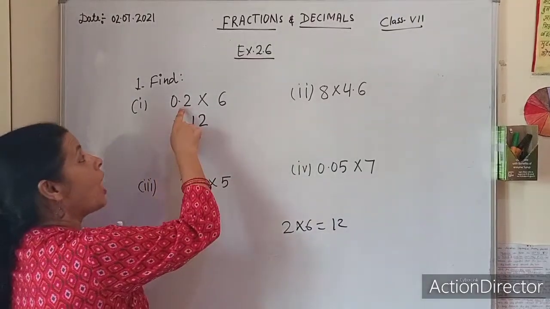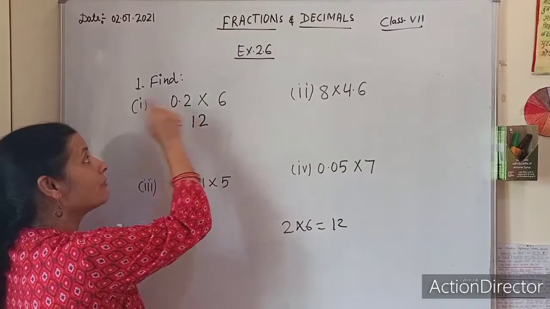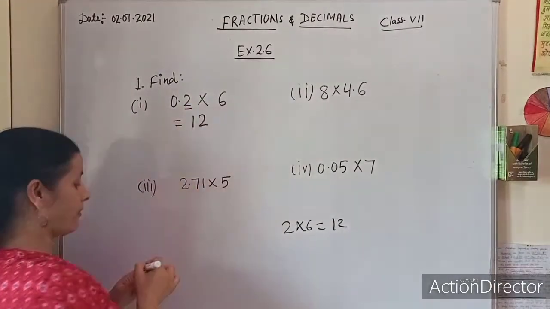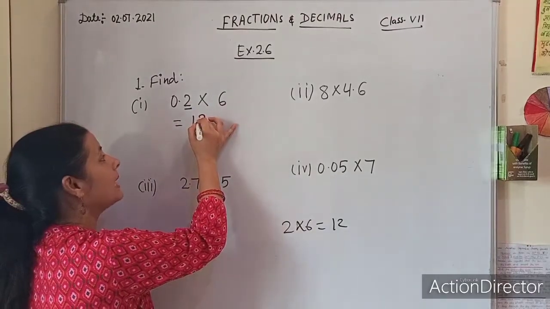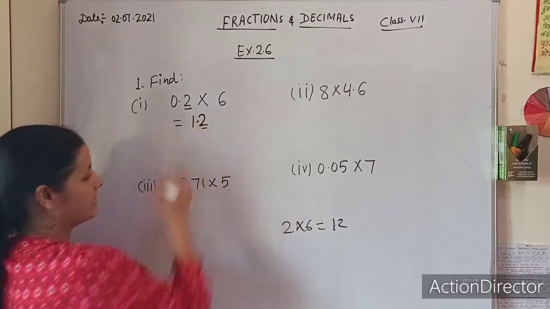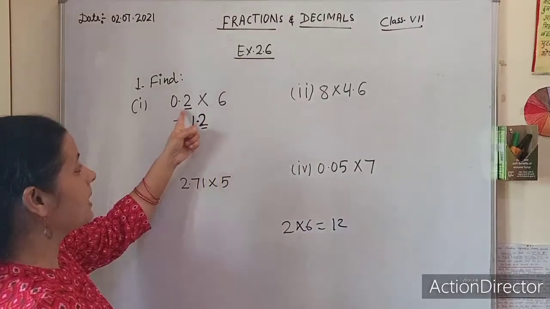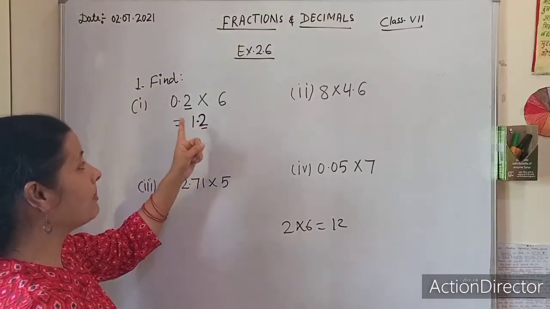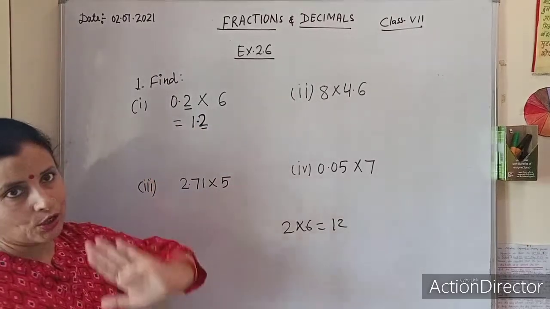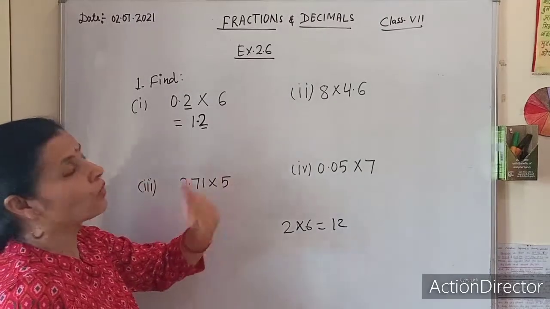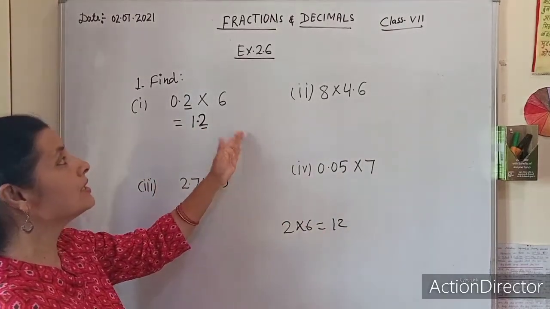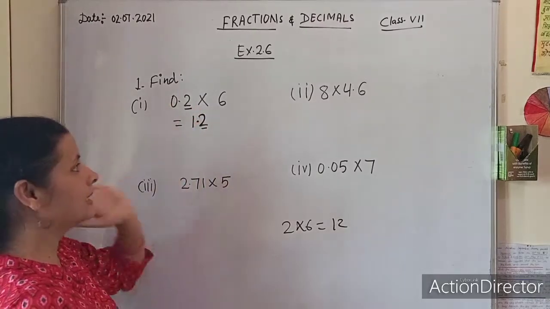Now how many digits are there after the decimal? There is only one digit after the decimal. Then we will place the decimal before one digit. Get it? There is one digit after the decimal, so we place the decimal before one digit. This is the rule for how to multiply numbers with decimal numbers. Okay, this is the way.